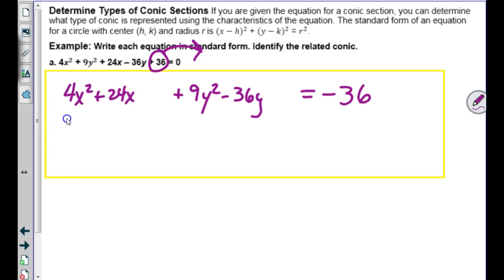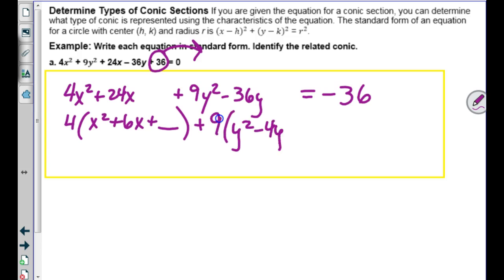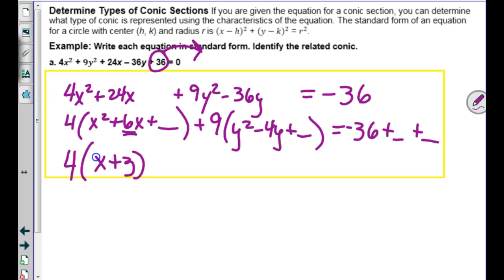What do I have to factor out of the x's? 4. So I'll have x squared plus 6x plus blank. Out of the y's, 9, so I'll have y squared minus 4y plus blank. And over here I'll have a negative 36 plus a couple blanks. Okay, the 4 stays out front. Half of this is x plus 3. We square it and we get 9, but that means I added 9 four times over here, which is 36.